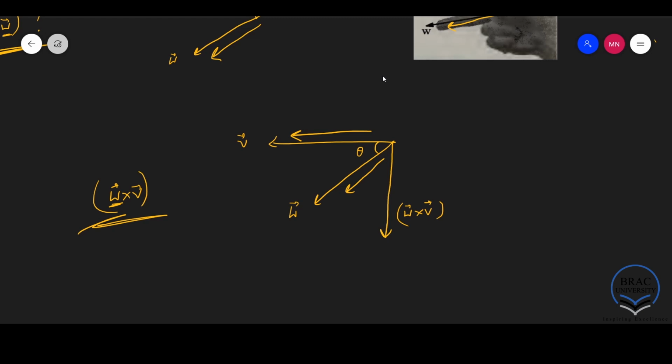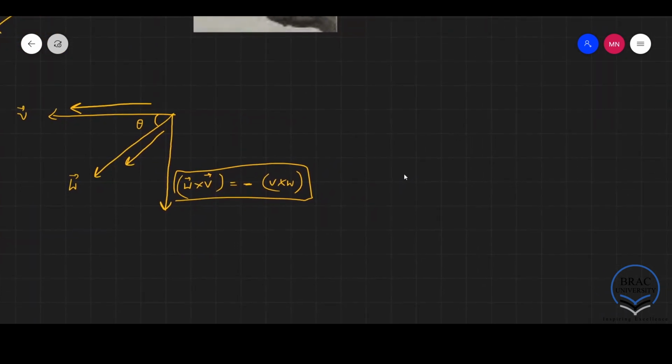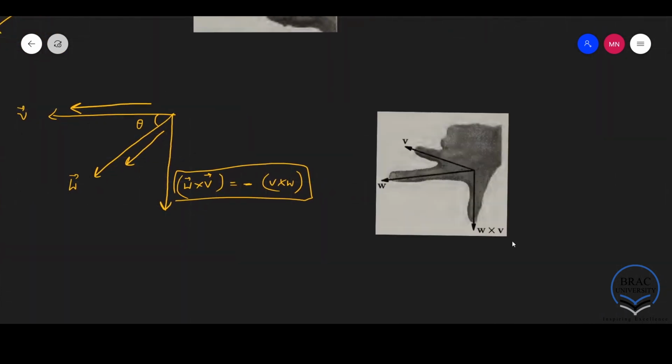And we know that the cross product of two vectors is anti-commutative, it is not commutative. So this is also just equal to minus v cross w, right? We've already shown that we can write it as minus v cross w, right? And you can see this from the following diagram.